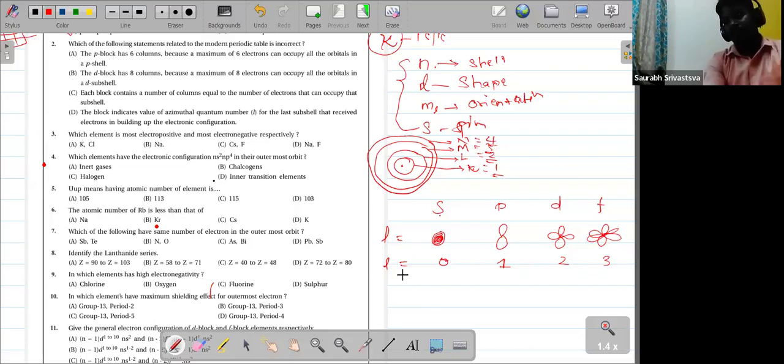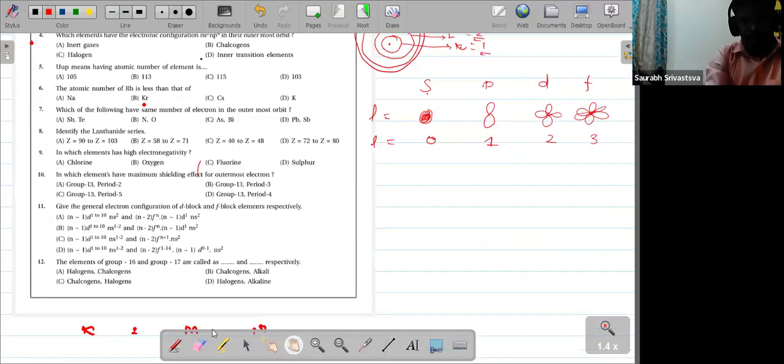So L value means the number of shapes, how many shapes are available. S orbital, only one shape available, that is 0. There is no directional shape, so that's why we are writing this as 0. And P orbital having only one direction, either X direction or Y direction or Z direction. And the D orbital having two lobes, then here having 5 directions, and this one having 7 directions. Then how it is for the 5 directions and 7 directions, next we'll see.